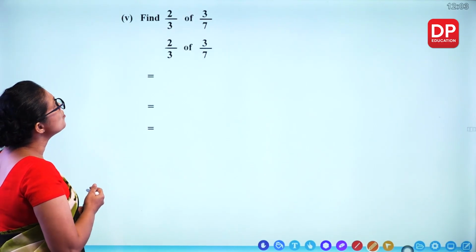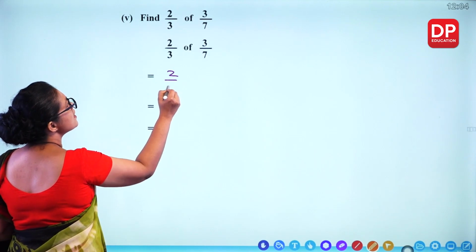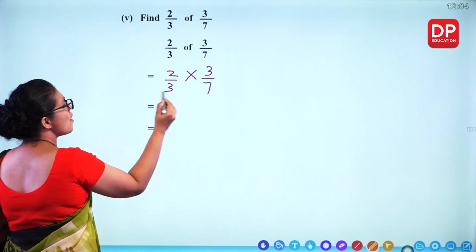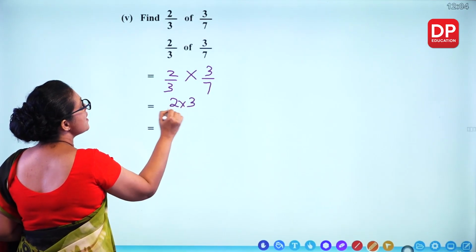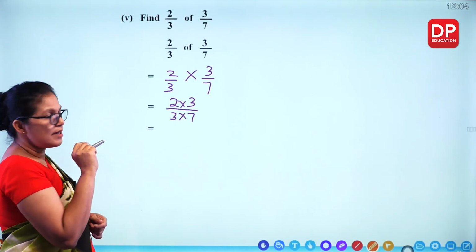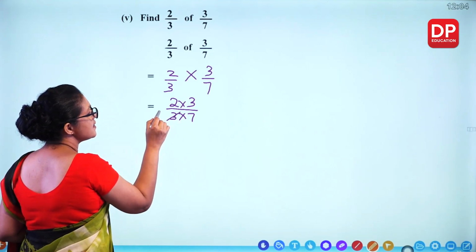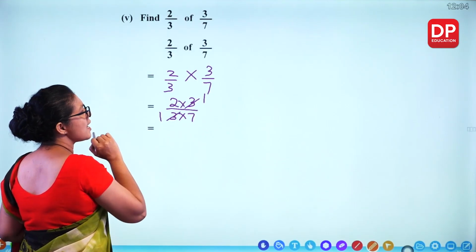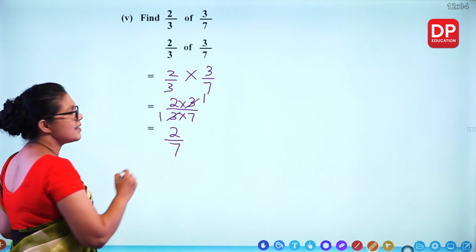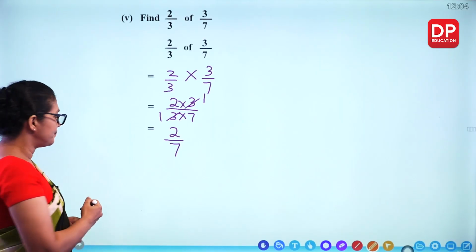Now do this one. 2/3 of 3/7. So "of" means multiplication. Now multiply the numerator separately, and the denominator separately. Now can you simplify? Yes, 3 times 1, 3 times 1. So 2 times 1, 2, 1 times 7, you get 7. So 2/7.